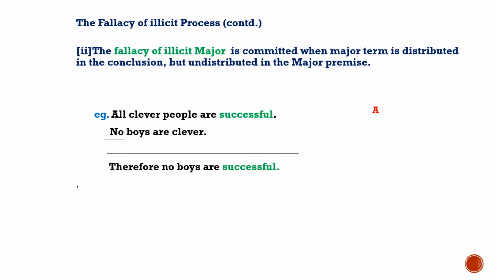Here the first premise has the word all, so it's an A proposition. The second premise has the word no, so it's an E proposition. The third, that is the conclusion, has the word no in it, so it's an E proposition. Now, here the word successful is the predicate of the conclusion and it is the predicate of an E proposition, so it is distributed. It is called the major term and it lies in the first premise, which is an A proposition. It's the predicate of A, so it's undistributed. Hence, it commits the fallacy of illicit major.